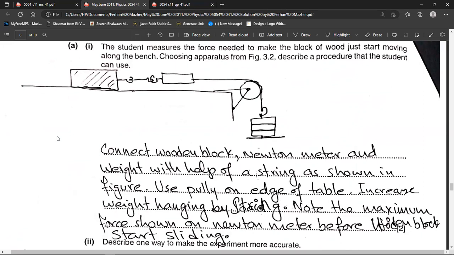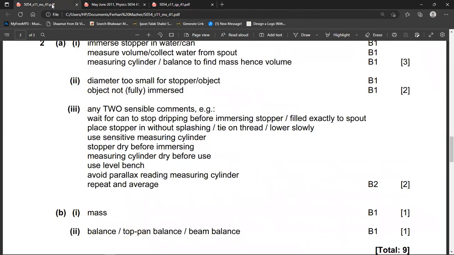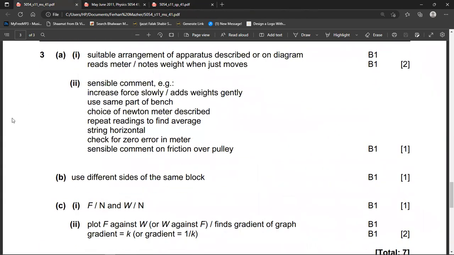Connect the wooden block, a Newton meter, and weight with help of a string as shown in the figure. Use pulley on edge of table. Increase the weight hanging by the string. Note the maximum force shown on Newton meter before the wooden block starts sliding. It's a 2 marks question. Hopefully you understand. And here comes my answer.